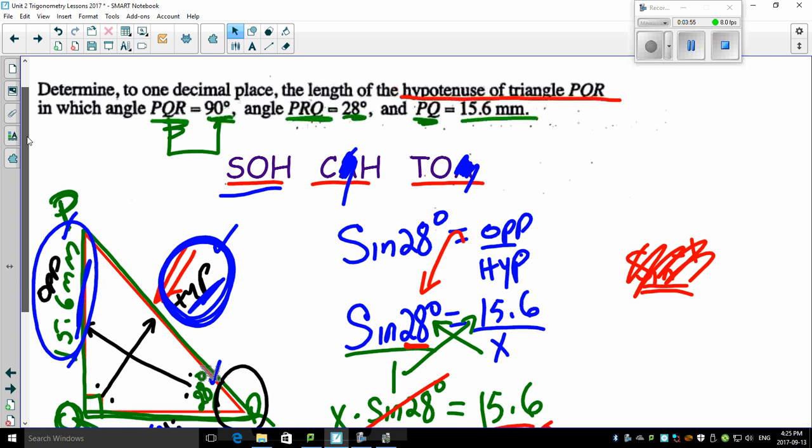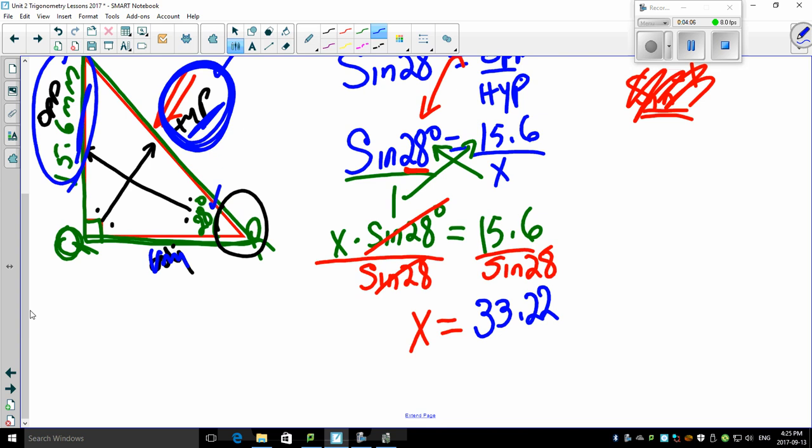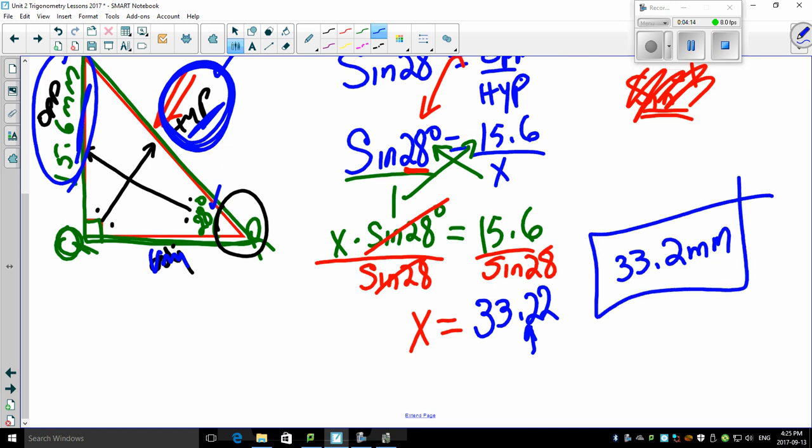It says to 1 decimal place, and the units, in fact, are in millimeters. Okay, so go to your answer and clean it up before you end this problem. 1 decimal place means that's 33.2, and our units were millimeters. There's your answer, all good to go.